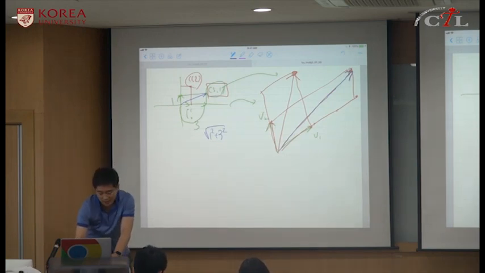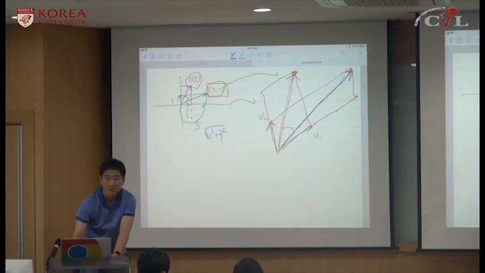And then what about the angle? Between these two, this angle looks like maybe 45 degrees or something like that, right? And then what about the angle between these two? These two are less than 45 degrees in this particular case, right?